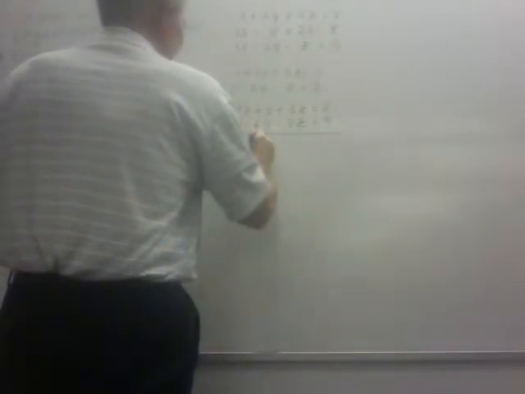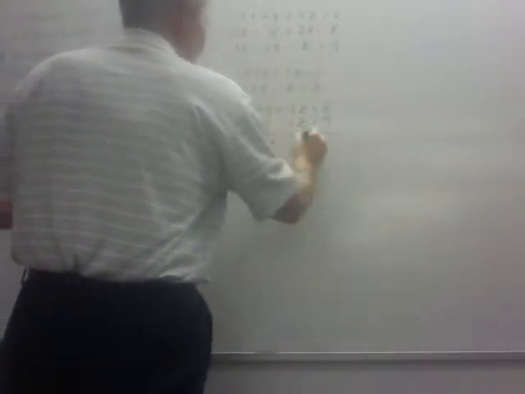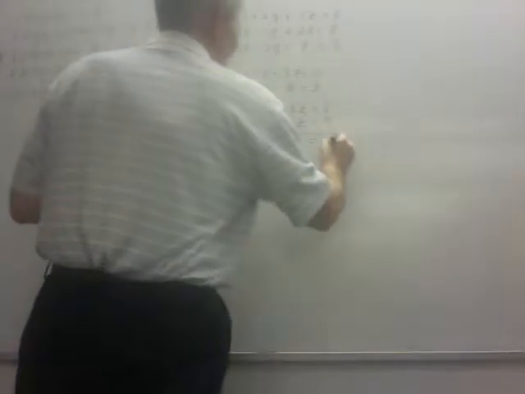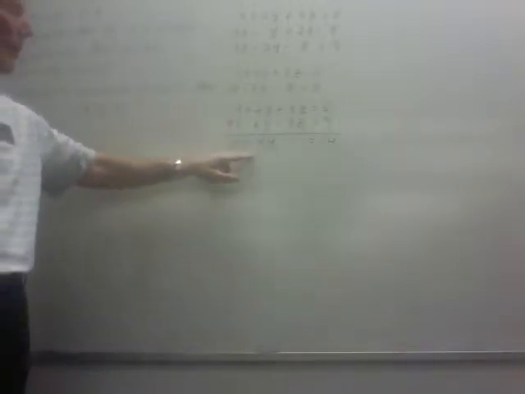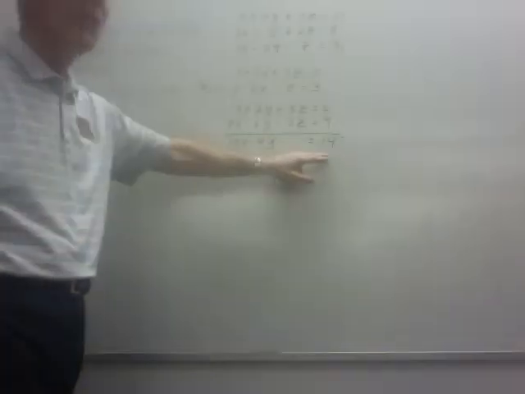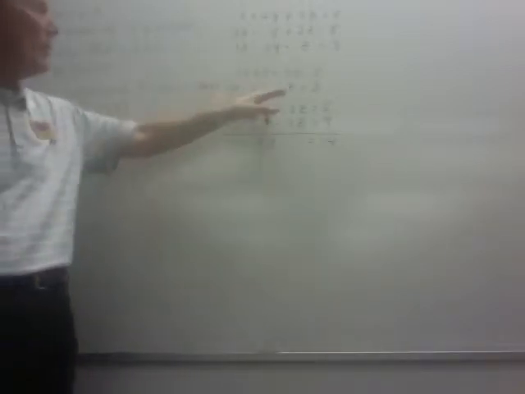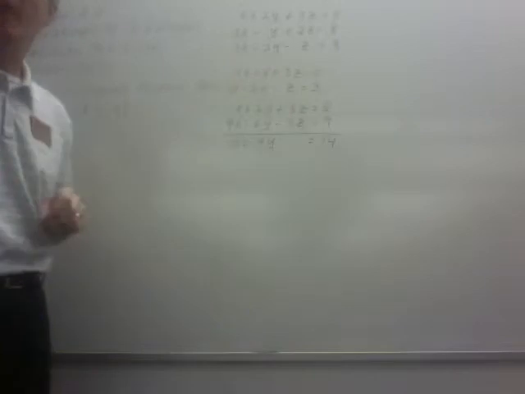Everybody good there? Can add them together. 10x minus 4y is going to be equal to 14. So now I have an equation in two variables, x and y. 10x minus 4y is equal to 14. Good? Why are you multiplying just the second one by 3? Oh, because I just want to get rid of the z, and there's a 3 up here already. Okay? All right.